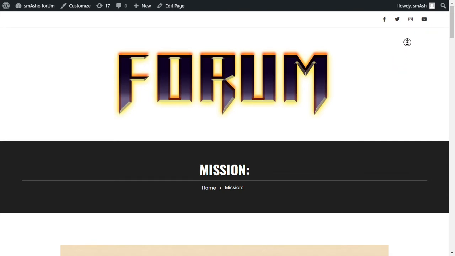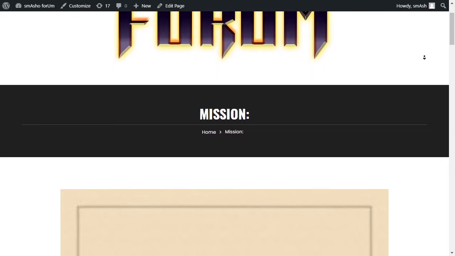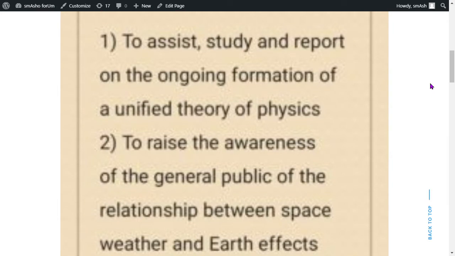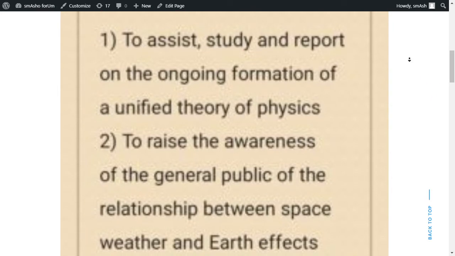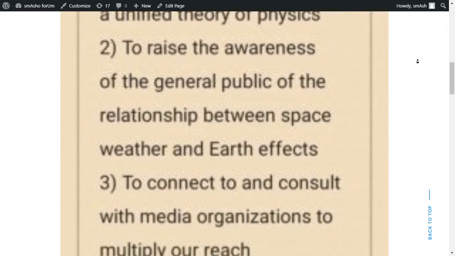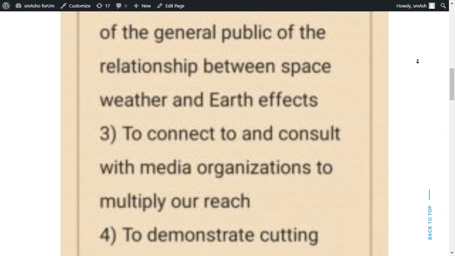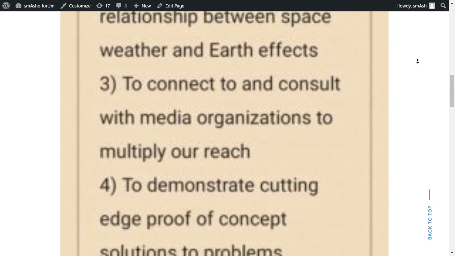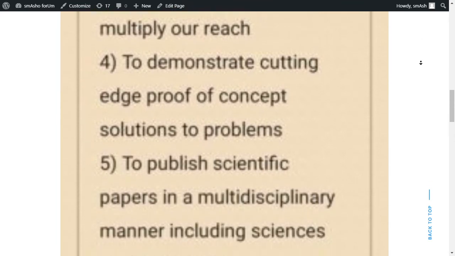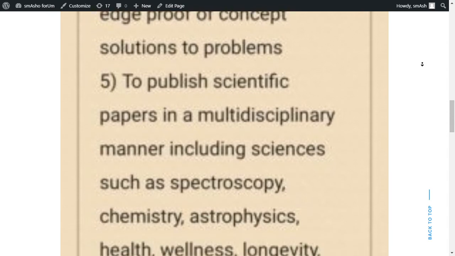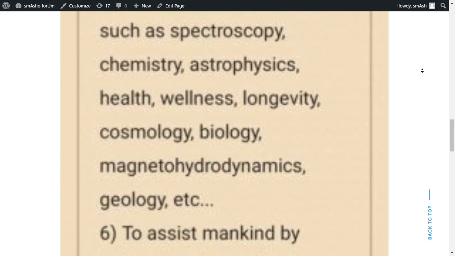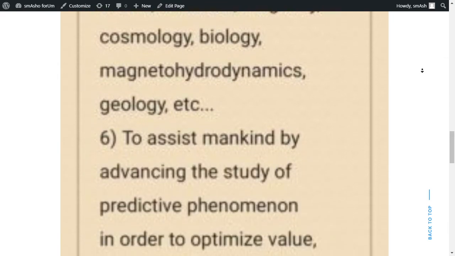Before we close things out, I'd like to talk about our mission. You can read all about it at smashomash.com/forum/mission. The number one item is to assist, study, and report on the ongoing formation of a unified theory of physics, to raise the awareness of the general public of the relationship between space weather and Earth effects, to connect and consult with media organizations to multiply our reach, to demonstrate cutting-edge proof-of-concept solutions to problems, to publish scientific papers in a multidisciplinary manner, such as explaining the mechanism behind the solar sunspot cycles and solar polar field reversal cycles. That's going to be a thing pretty soon.